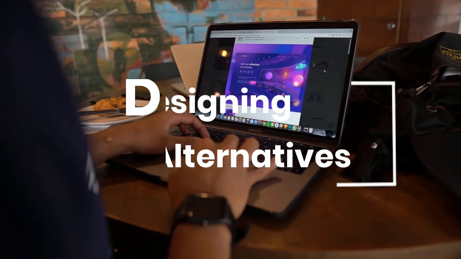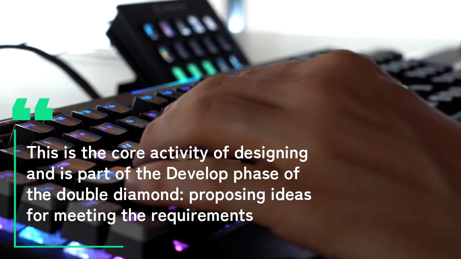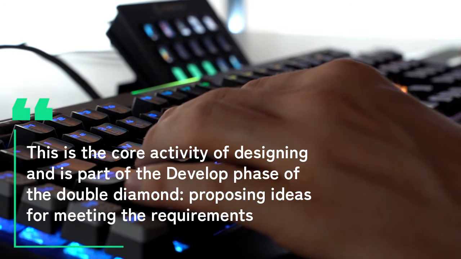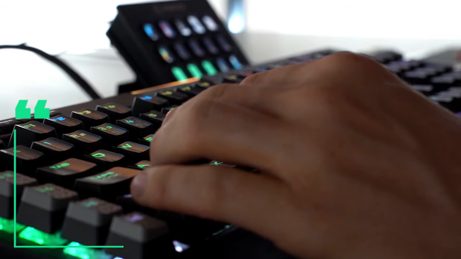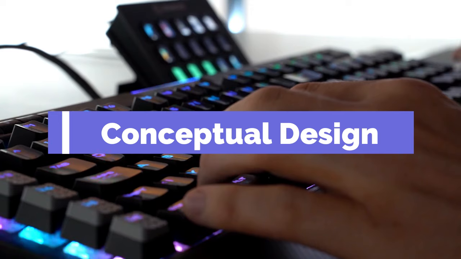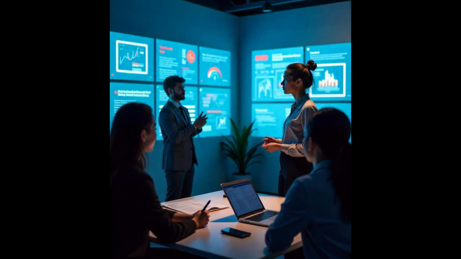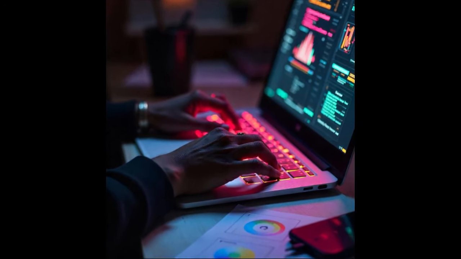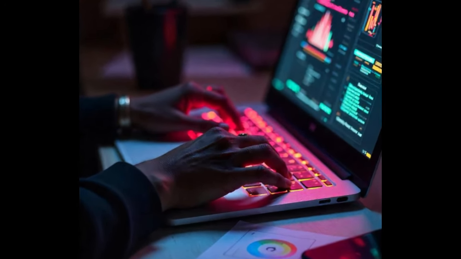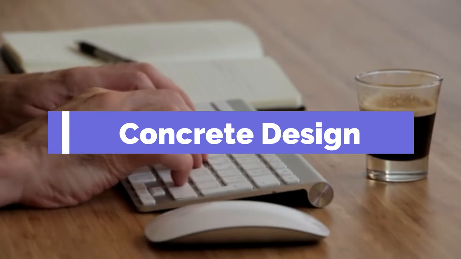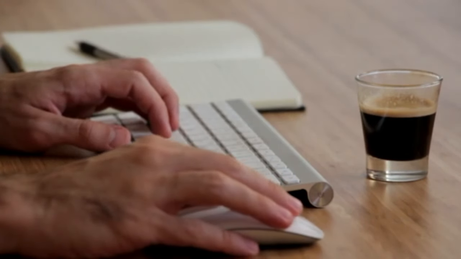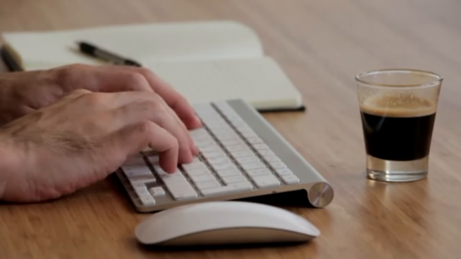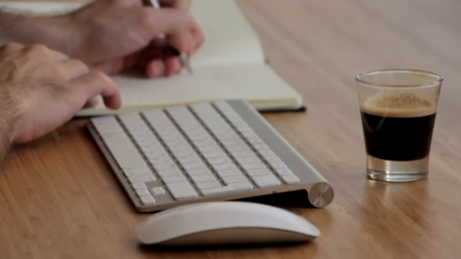This is the core activity of designing and is part of the develop phase of the double diamond, proposing ideas for meeting the requirements. For interaction design, this activity can be viewed as two sub-activities: conceptual design and concrete design. Conceptual design involves producing the conceptual model for the product, and a conceptual model describes an abstraction outlining what people can do with the product and what concepts are needed to understand how to interact with it. Concrete design considers the detail of the product, including the colors, sounds, and images to use, menu design, and icon design. Alternatives are considered at every point.